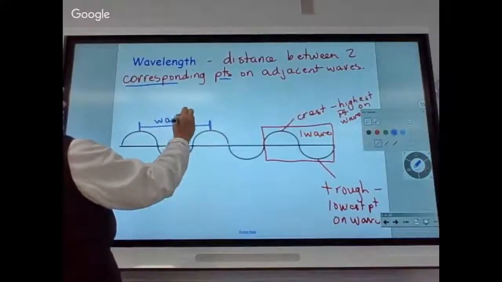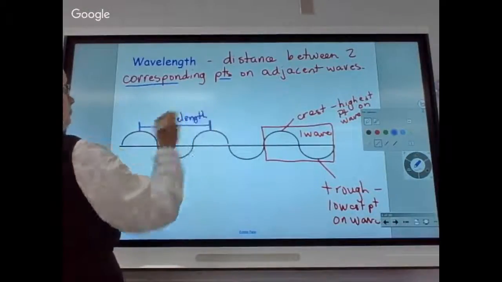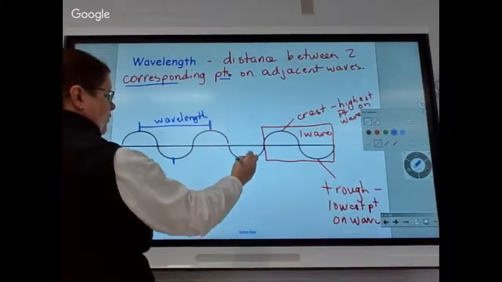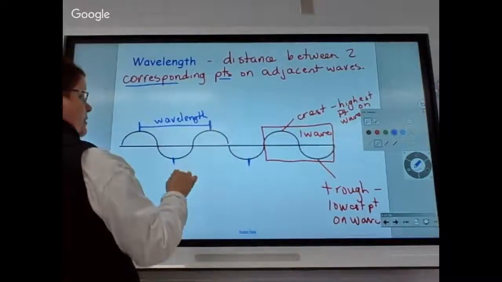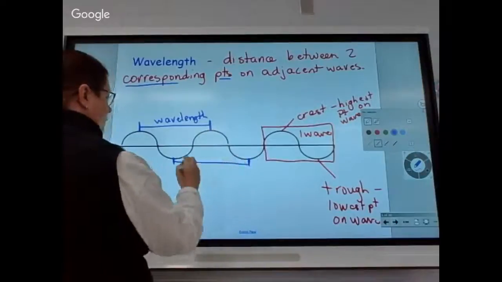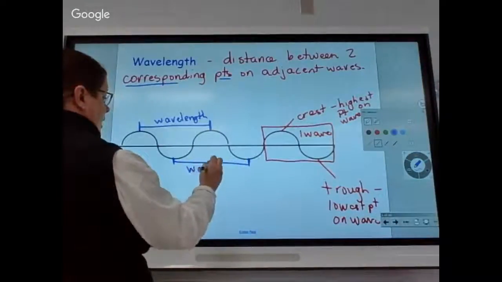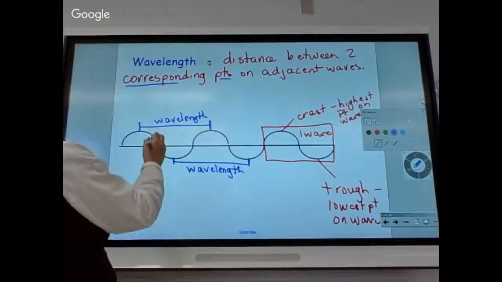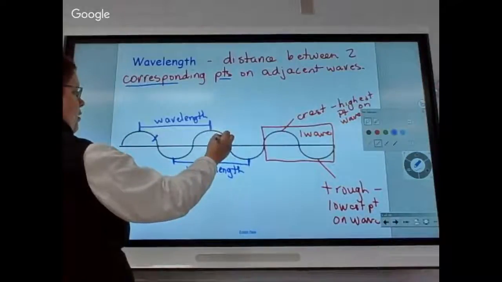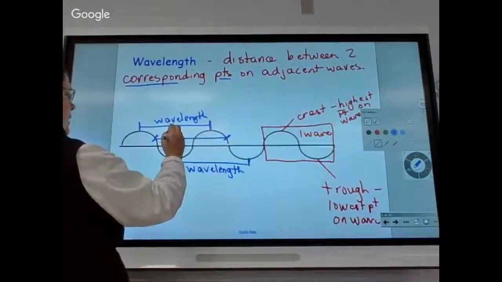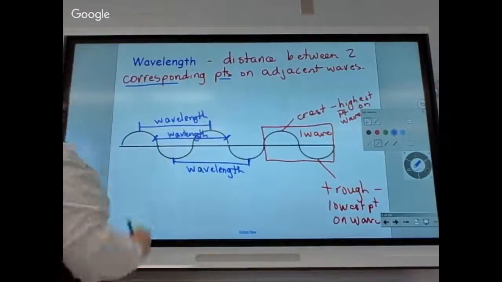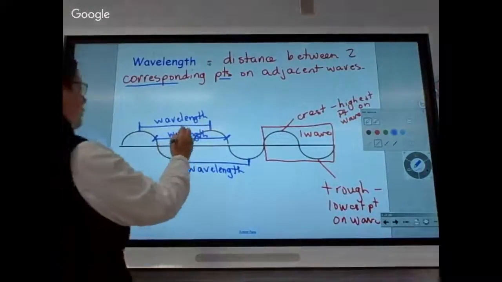Now, do I have to use a crest though? No. I could just as easily have picked this trough and gone to this trough because those are two corresponding points and they're side by side. That would be a wavelength. Now, I don't even have to pick a crest or a trough. I could say this point here going down on this wave and this point here going down on that wave. That would be a wavelength.